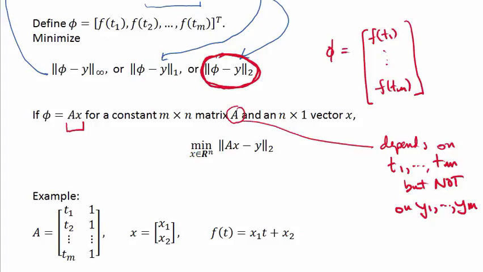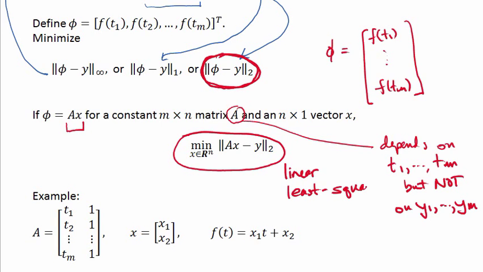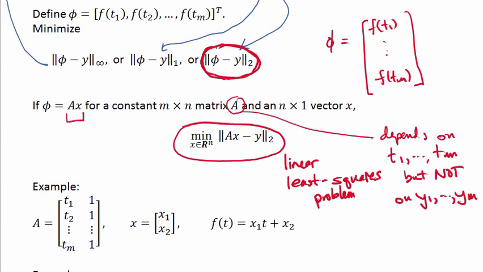Or anything else for that matter. So if we can do that, right, if we can write phi in this form, an m by n matrix times an n by 1 vector x, then we simply plug Ax in for phi above, and this is what we get as what we now call a linear least squares problem. It's linear because the thing that we're minimizing over is x. x represents some parameter vector, and it appears only linearly in the problem.